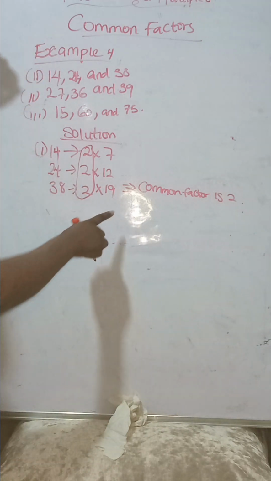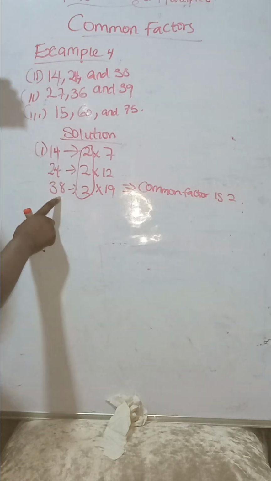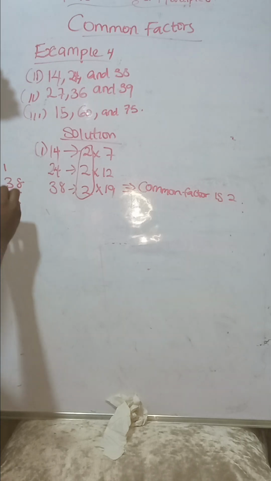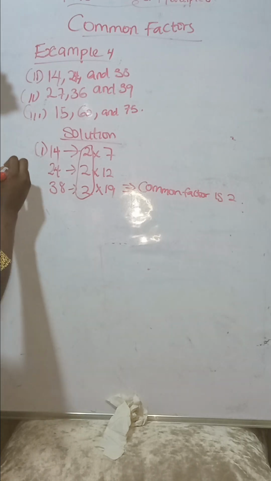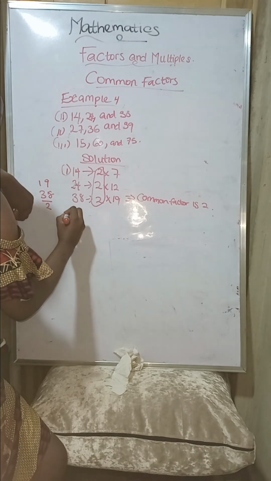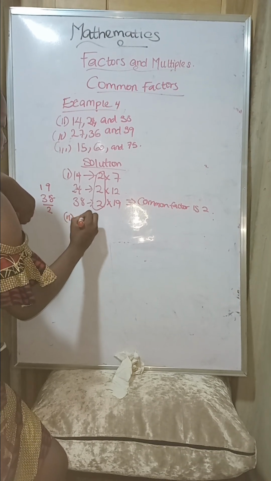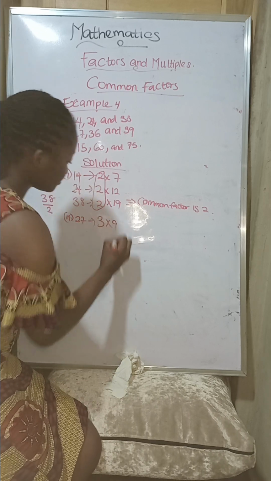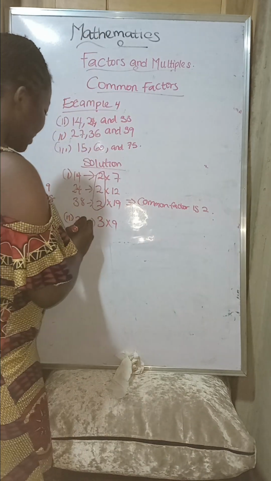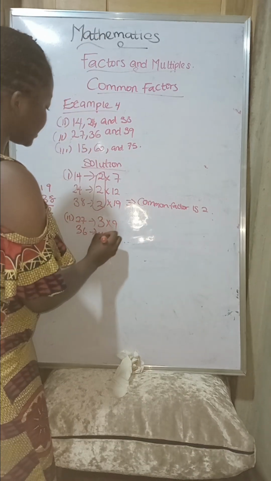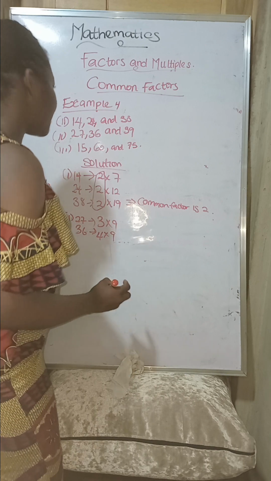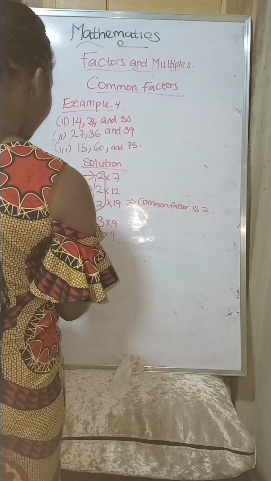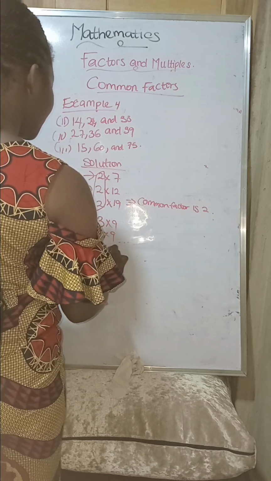If you are wondering how I got the 19, let me do it for you. 38 divided by 2. 2 in 3 is 1, remainder 1. 2 in 18 is 9. So that's how I got my 19. Now we have 27. 3 times 9 is 27, right? Then 36. 4 times 9 is 36. Then 39 is 3 times 13.